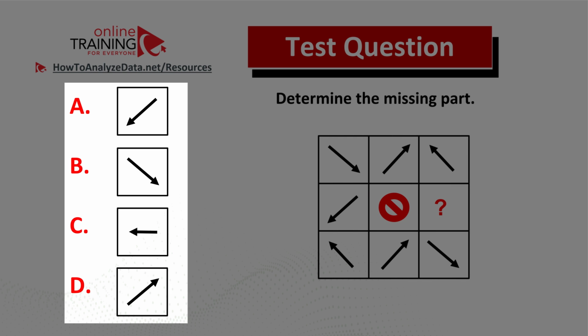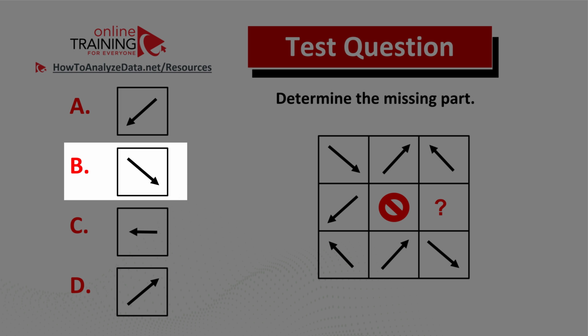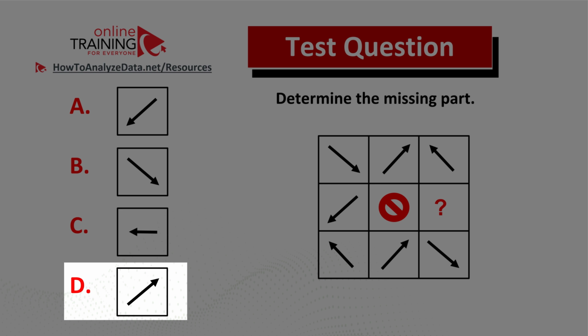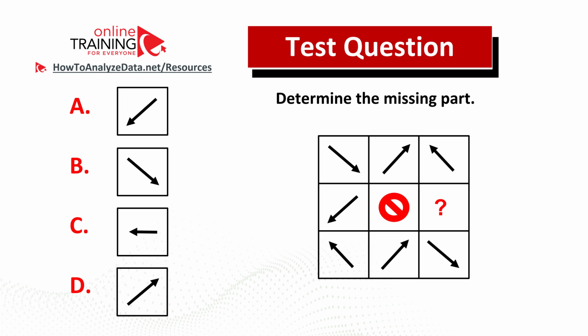And you have 4 different choices. Choice A, arrow pointing in the bottom left corner. Choice B, arrow pointing in the bottom right corner. Choice C, arrow pointing left. And choice D, arrow pointing in the upper right corner. Do you think you know the answer? Now might be a good time to pause this video to see if you can come up with the solution on your own.